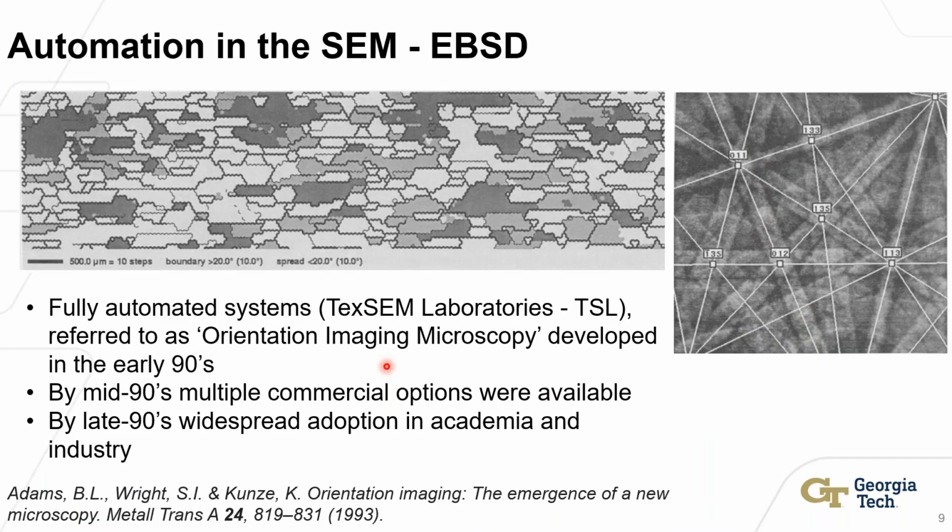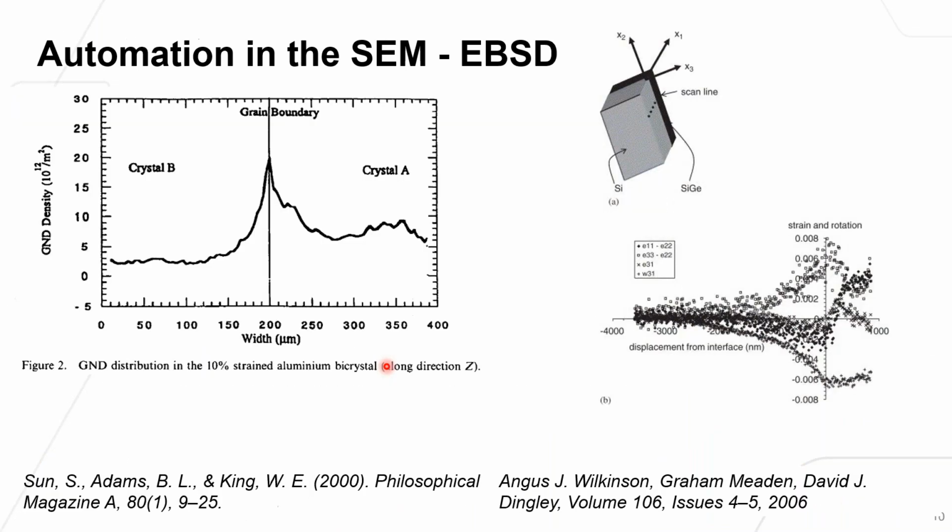By the mid-90s, you had multiple commercial options available, and by the late 90s, you saw really widespread adoption in both academia and industry. I think you'd especially see in the steel industry how certain companies really saw the promise and advantage of being able to quantify the microstructure state and use that in aiding material development. By the early 2000s, you saw more advanced techniques based on orientation mapping, things like mapping out the dislocation density. One of the first papers there was published in 2000, just looking at dislocation density variations in relation to a grain boundary.